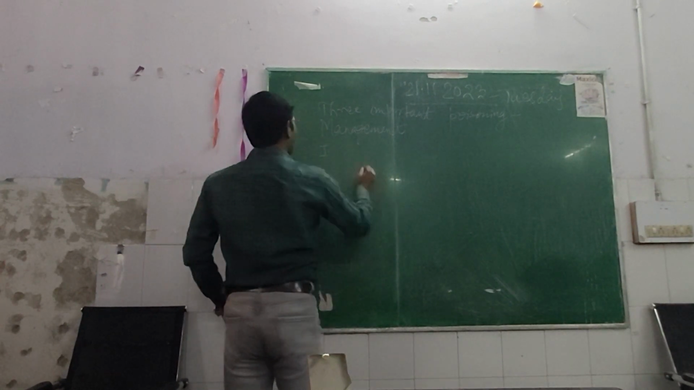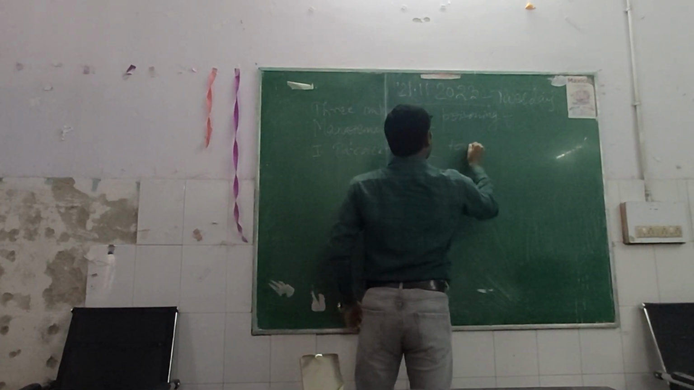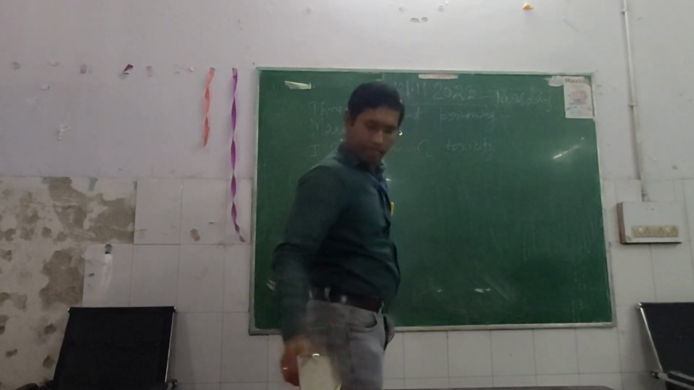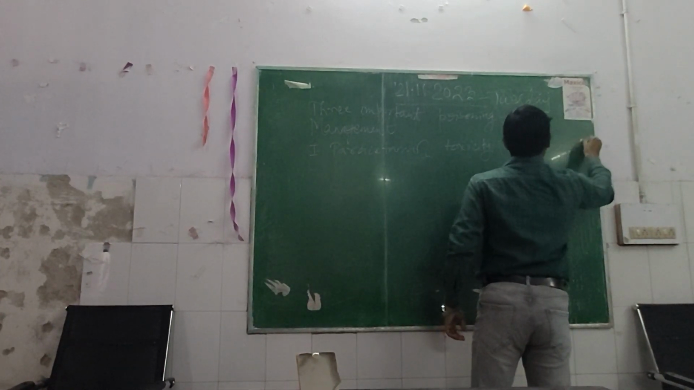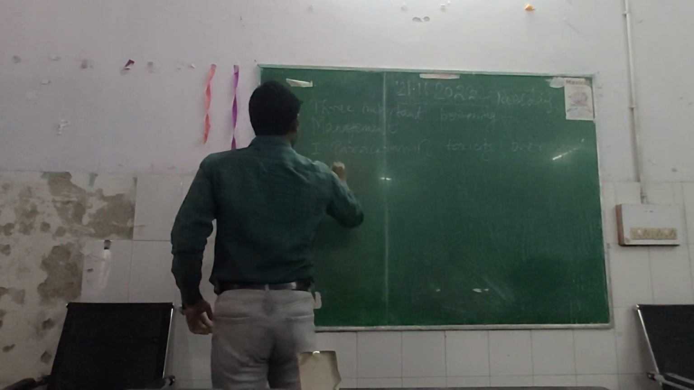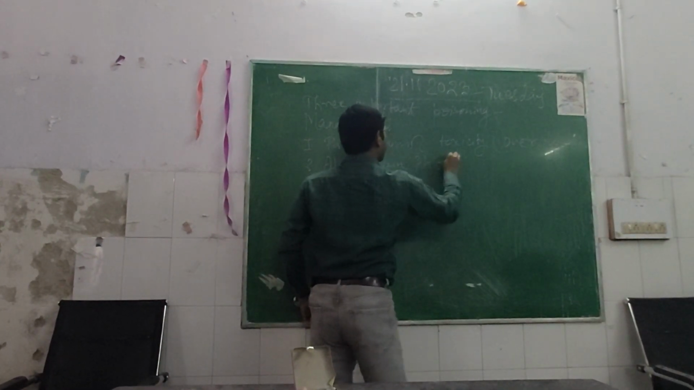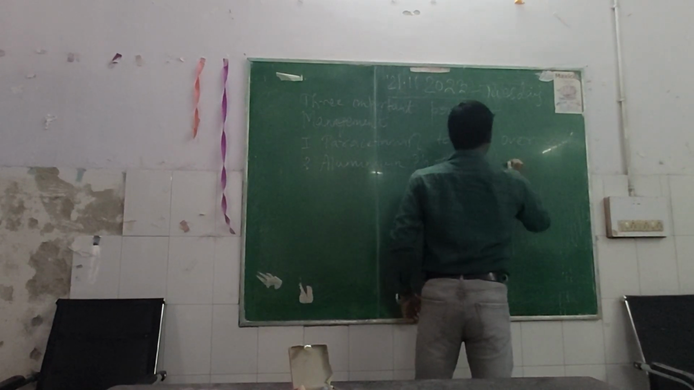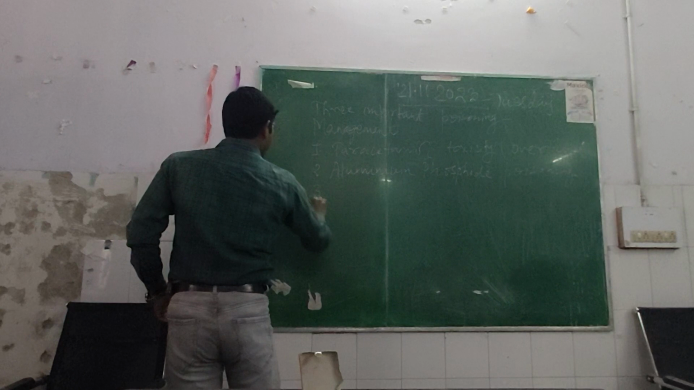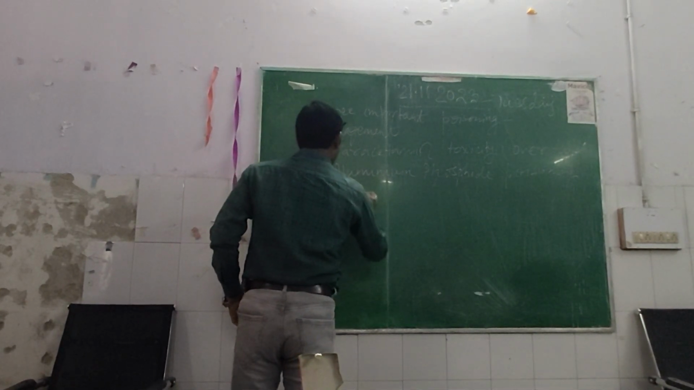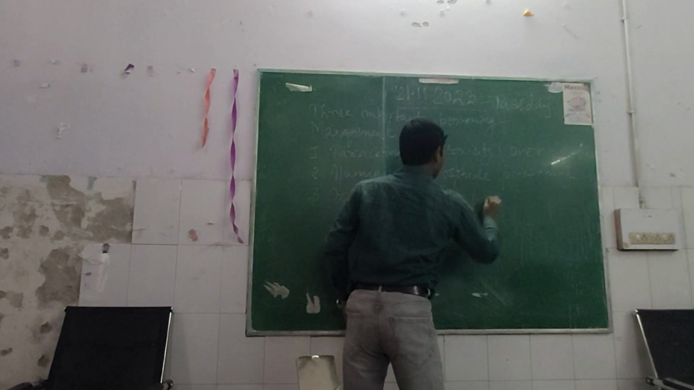Number one is paracetamol toxicity, or overdose. Number two is aluminium phosphide poisoning. And number three is organophosphate poisoning.